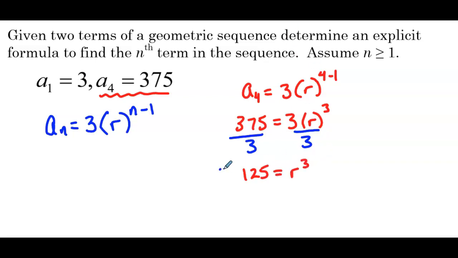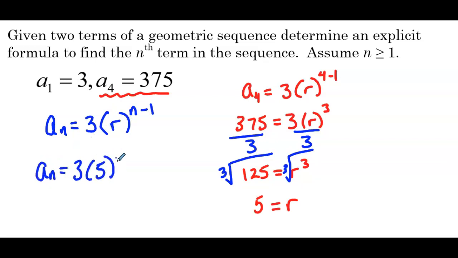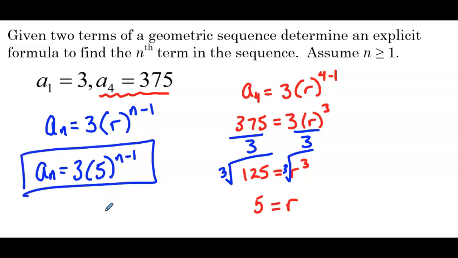Now to solve for r, we're going to take the cube root of both sides of our equation. No issues when we're taking a cube root, so that's 5 equals r. 5 times 5 times 5 is 125, so the cube root of 125 is 5. So we solve for the common ratio that we were missing here. Now we can put that back in. a sub n equals 3 times 5 to the n minus 1. And there we have our formula.